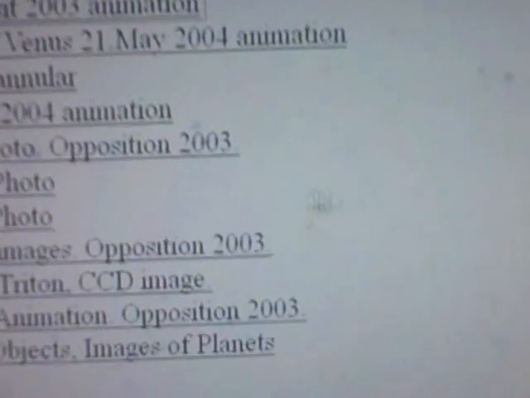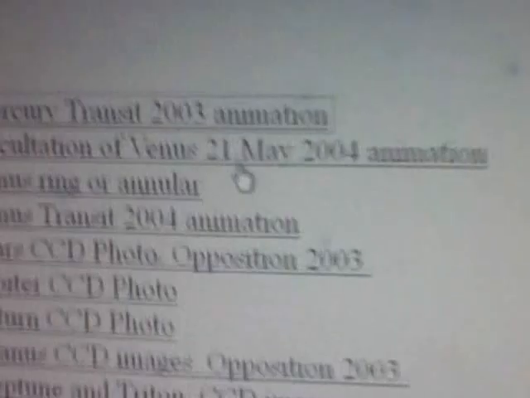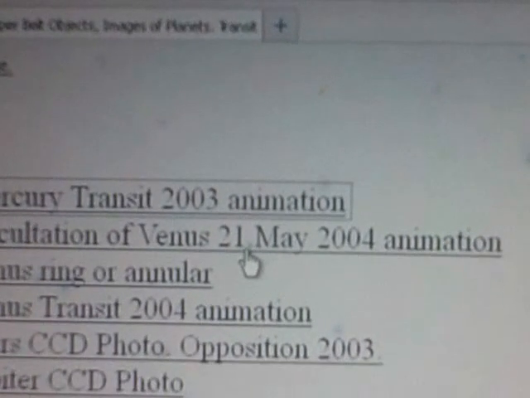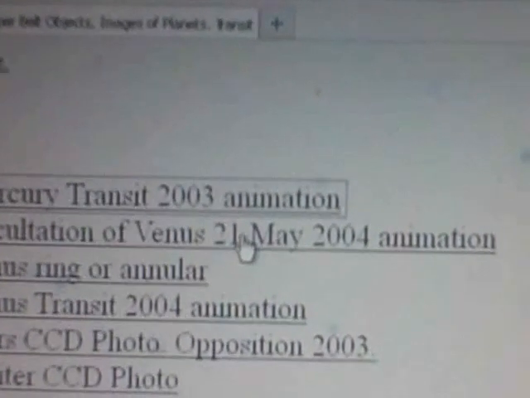And back to this instrument. I will also show you the occultation of Venus earlier the same year. Here is the Venus ring. But here is the planet Venus occulted by the Moon.